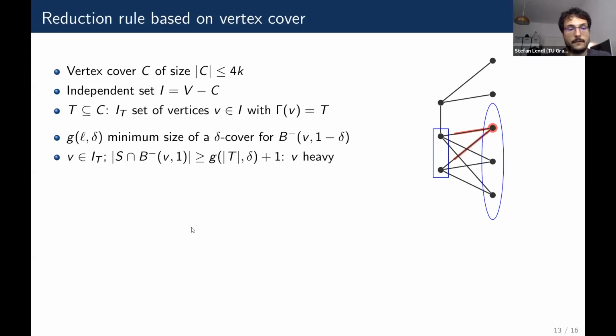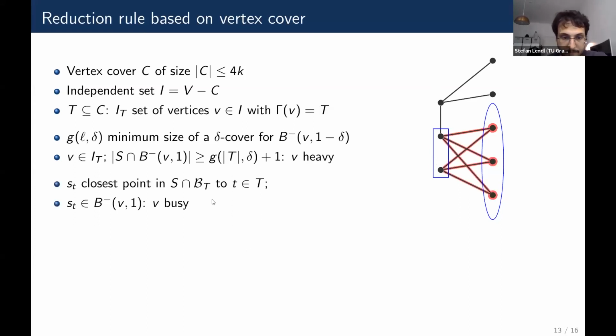Then we define a vertex V in I of T. So we fix now a capital T and look at the vertices in I of T. And a vertex V in I of T, for any fixed delta covering solution S, is called heavy if the number of points in the neighborhood of this vertex, so basically on the vertex and all the edges incident to it, excluding the vertices in C, is larger or equal than this minimum number plus 1. And then we call this vertex heavy.